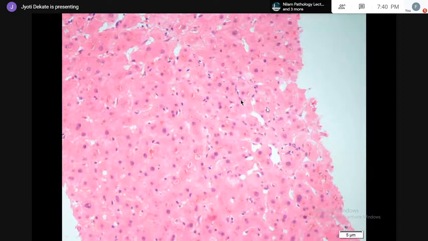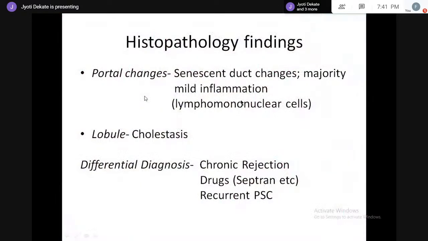Just a representative photomicrograph of the lobular parenchyma. This is probably a central vein branch perivenular area where we can see that there is marked cholestasis in the canalicular spaces. So, summarizing the findings, we have significant senescent duct changes involving the majority of portal areas in this biopsy, and we have cholestasis in the lobule.